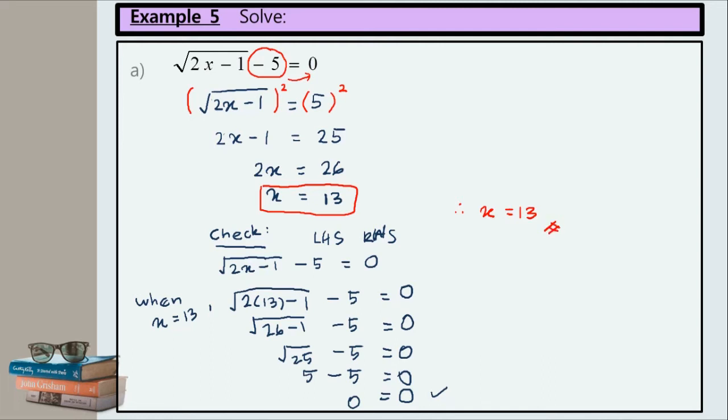Okay, let's say bila kita check left hand side dengan right hand side, the value is not the same. Okay, value dia tak sama. Jadi 13 ni bukan jawapan dia. Okay, we need to write empty set.